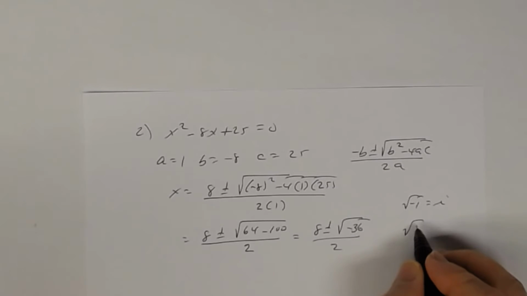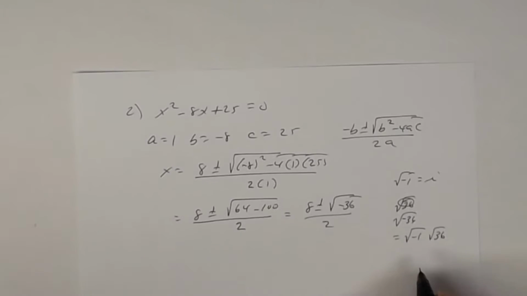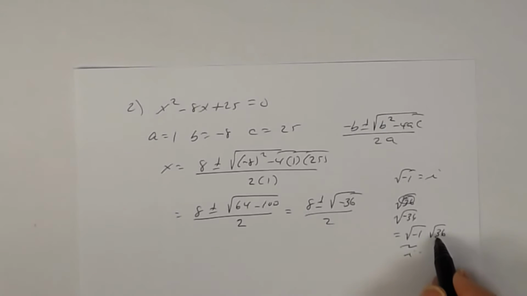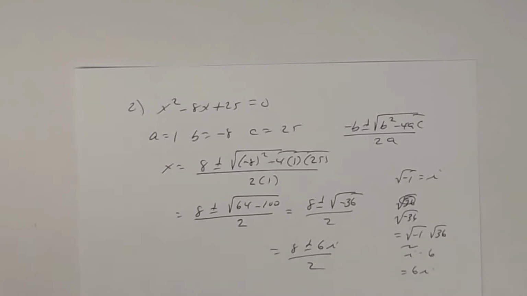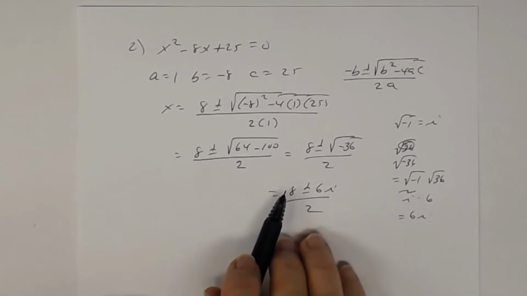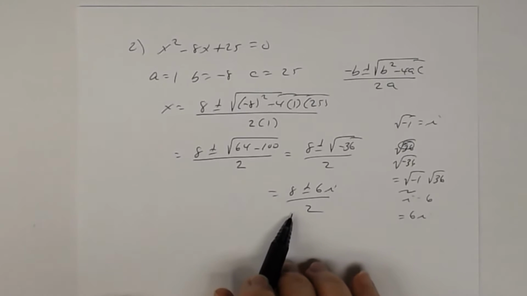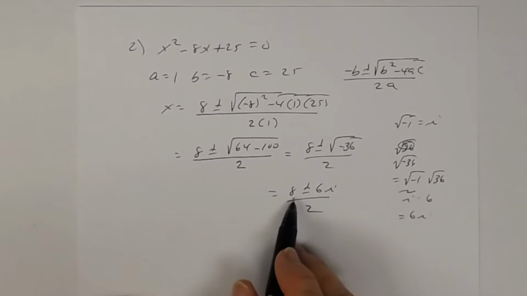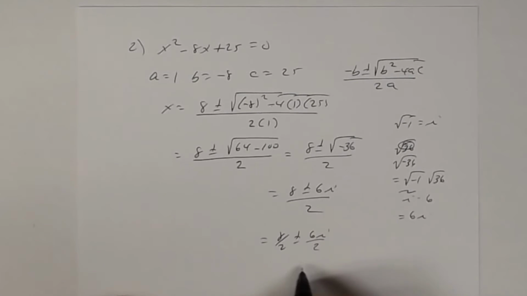So you see the square root of negative 36? That's defined to be the square root of negative 1 times the square root of 36. The square root of negative 1 is i, and 36 is a perfect square, so the square root of 36 is 6. That's just 6i. So this becomes 8 plus and minus 6i divided by 2. Now you need to recognize that all these numbers, 8, 6, and 2, are divisible by 2. What some students will do is say 8 divided by 2 plus and minus 6i divided by 2, and 8 divided by 2 is 4, 6 divided by 2 is 3.